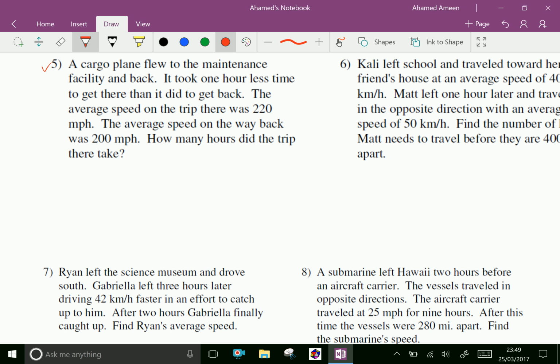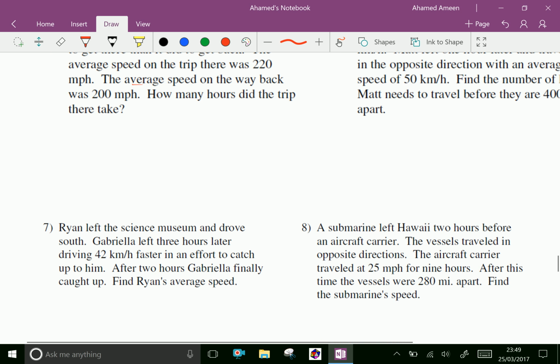A cargo plane flew to the maintenance facility and back. It took 1 hour less time to get there than it did to get back. The average speed on the trip there was 220 miles per hour. The average speed on the way back was 200 miles per hour. How many hours did the trip there take?